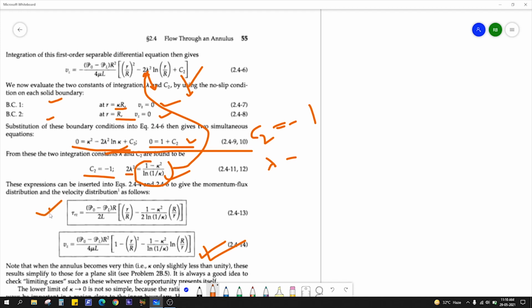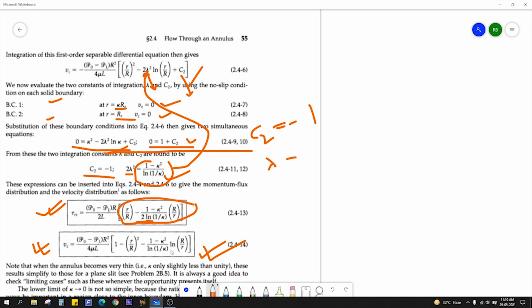Okay, this is your shear stress profile. This is your velocity profile. If you see here, at any radius point, if you put any radius value, then this part will be dimensionless. But here our z is varying with r, so it's not exactly linear, but ln is there, so it is non-linear.